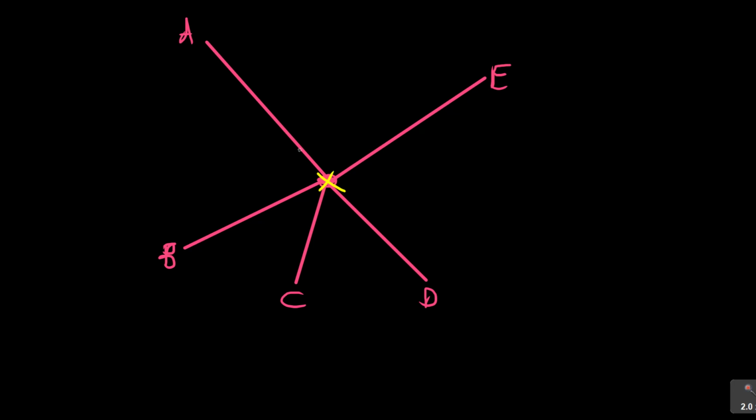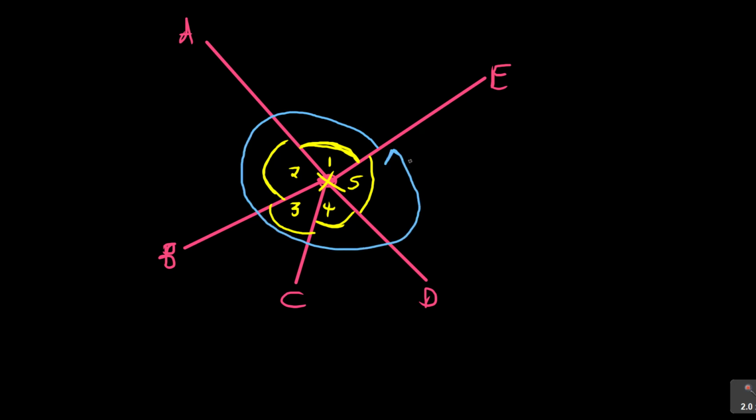Look at this. If I mark that angle, and this angle, and this angle, and that angle, and that angle. Remember, the center is X, so I'll call these 1, 2, 3, 4, and 5. These are called angles at a point, because if you look at 1, 2, 3, 4, 5, they form a complete cycle. Let's start from 1 and go all the way up to 5. Do you see that is a complete cycle?